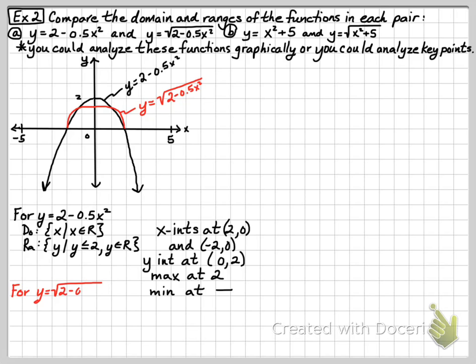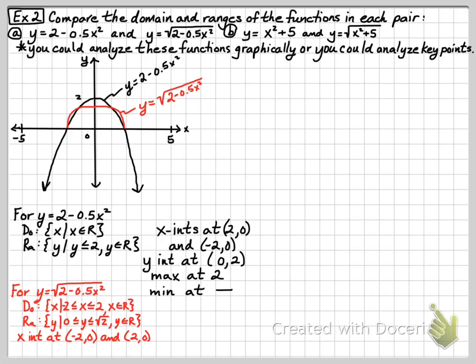For my square root function, the square root of 2 minus 0.5x squared, my domain is x has to be everywhere from negative 2 to positive 2. For my range, y has to be anywhere between 0 and root 2. And my x is going to have a minimum at (negative 2, 0).